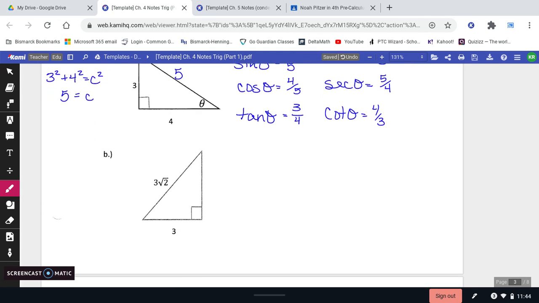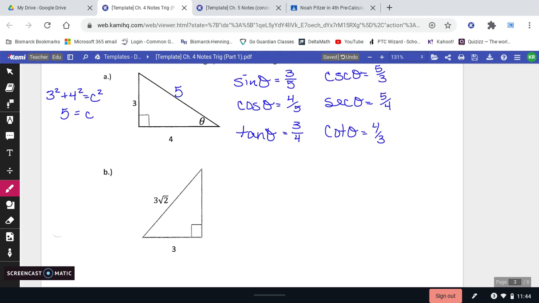Okay, B, same thing. We're doing the same thing here. You can use your Pythagorean theorem again to find your missing side. This time the missing side is a leg. So it's going to be 3 squared plus b squared is 3√2 squared. When you square this 3√2, the 3 gets squared, turns into a 9. √2 gets squared, which is 2. So this is 9 plus b squared equals 18.